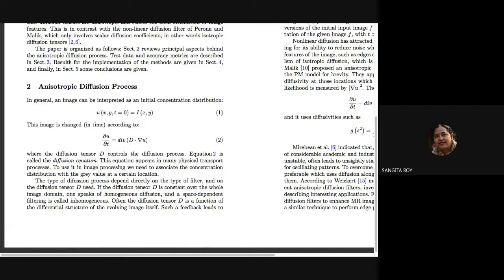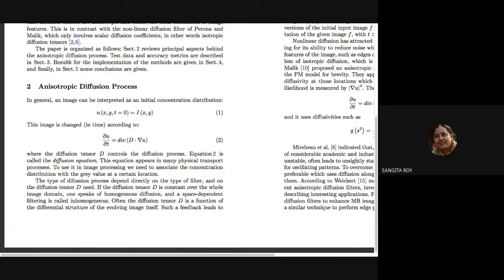This equation appears in many physical transport processes. To use it in image processing, we need to associate the concentration distribution with the gray value at a certain location. The type of diffusion process depends directly on the type of filter and on the diffusion tensor D used. If the diffusion tensor D is constant over the whole image domain, one speaks of homogeneous diffusion, and space-dependent filtering is called inhomogeneous.